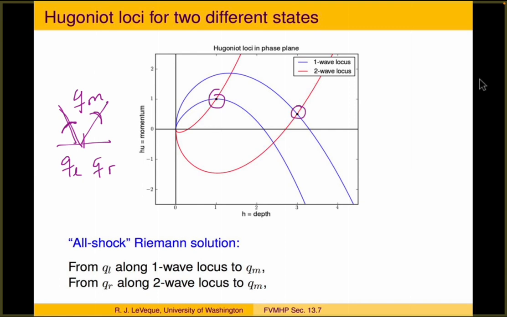what's the intermediate state? Well, it depends on which one of these points is Q left and which one is Q right, because just as in the linear case, in this picture in the XT plane, in order for the one wave and the two wave to be separating like this, we need the left-going wave to be moving at speed x prime equals lambda 1, while the right-going wave is moving at x prime equals lambda 2. And so we have to have QL and QM connected by a one wave, QM and QR connected by a two wave.